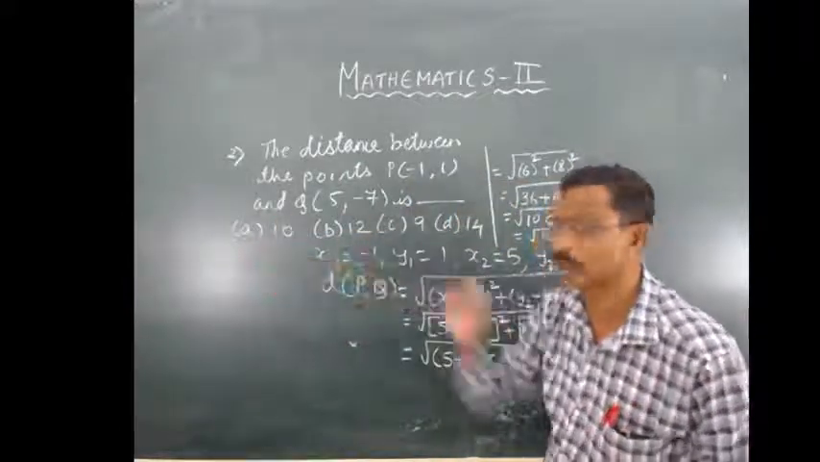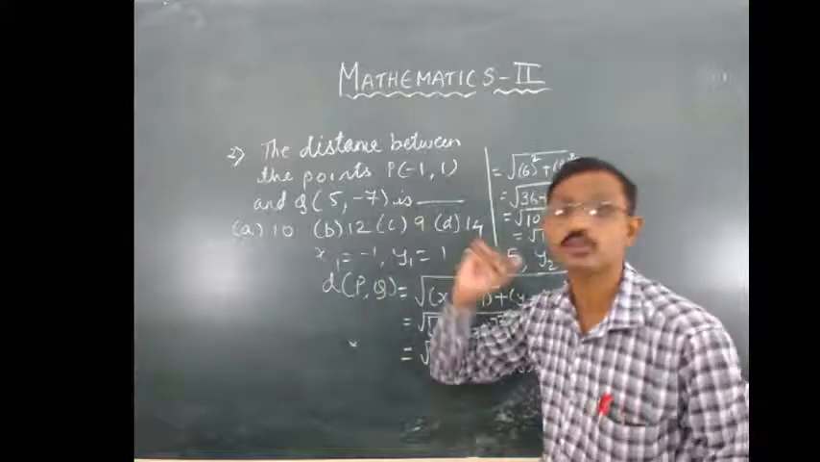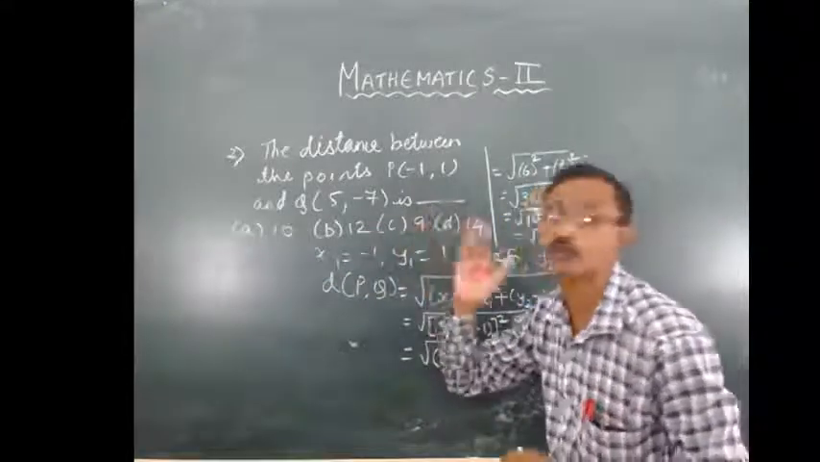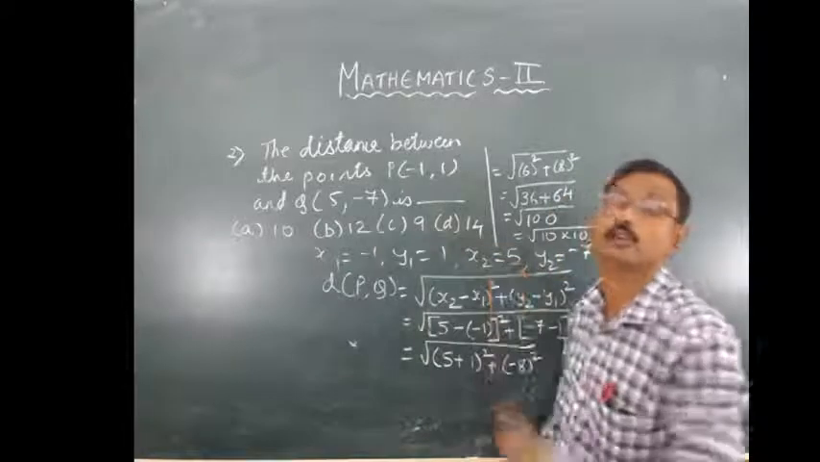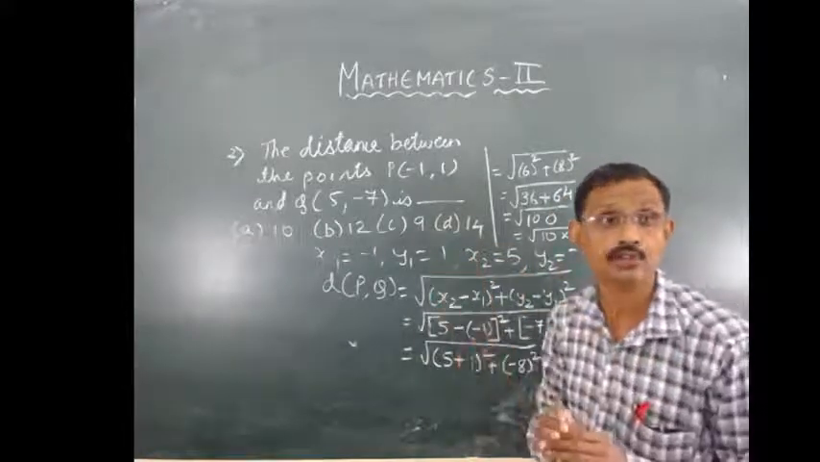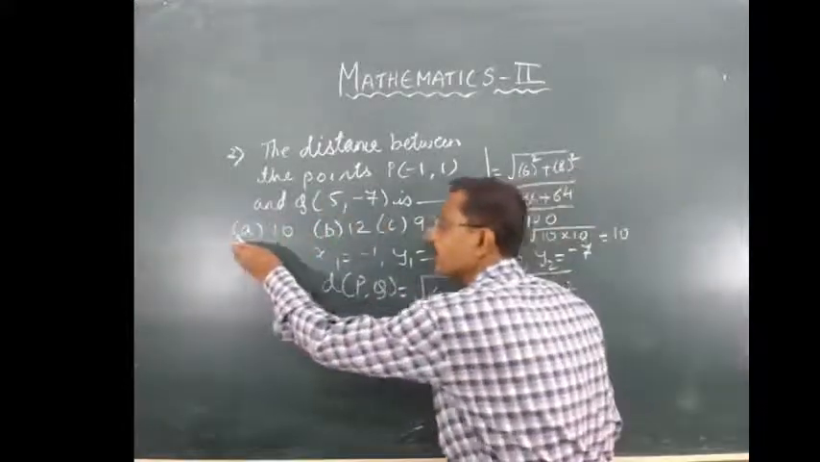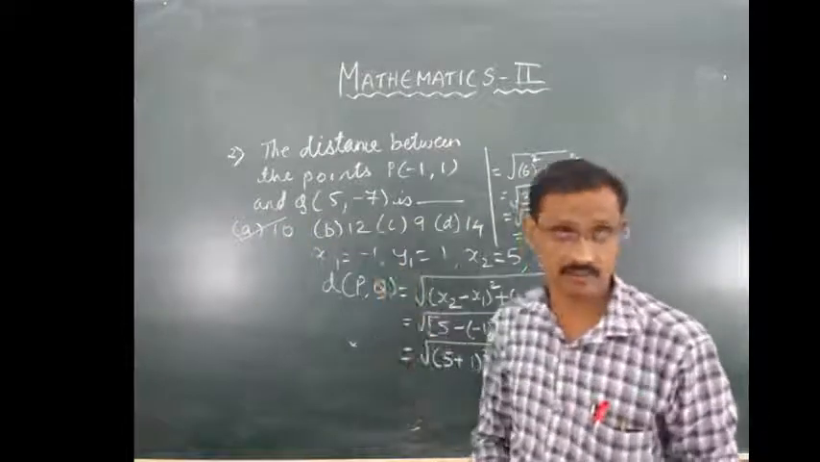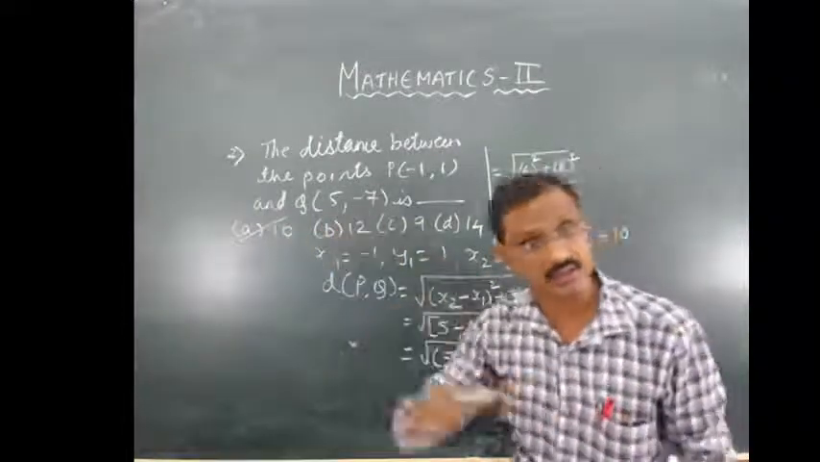Our option A is 10. Option B is 12. Option C is 9. And option D is 14. So which option will be correct? My option A will be right, because my answer is 10.